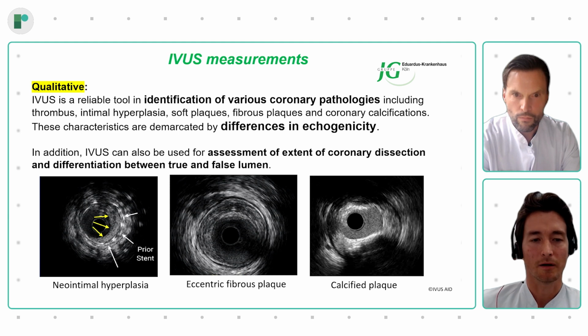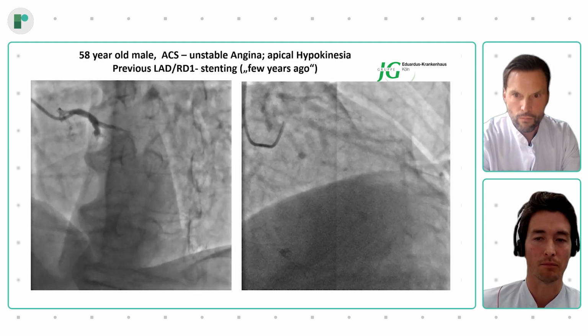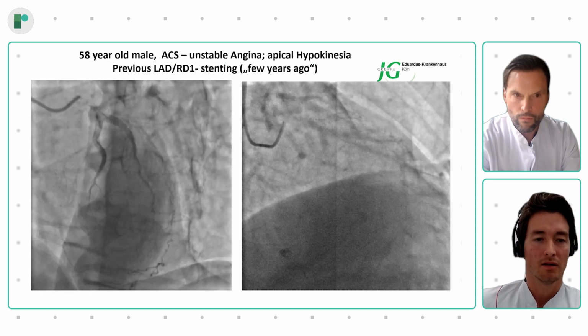The strength, as already mentioned, is that it is really penetrating to the adventitia, in contrast to the OCT. So you do not have the tendency of underestimating of the real size of the vessel. In addition, IVUS can also be used for assessment of extent coronary dissection and differentiation between true and false lumen, which is a very important aspect.